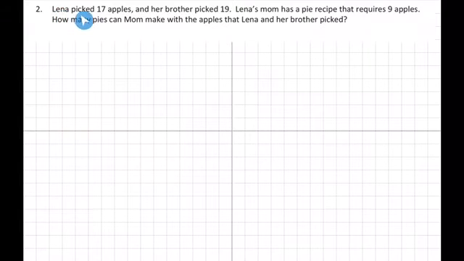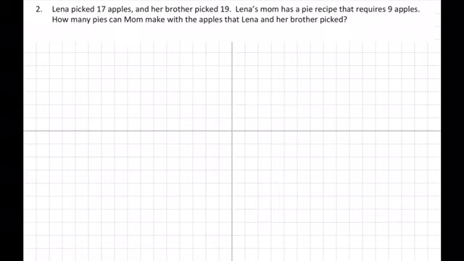Lena picked 17 apples and her brother picked 19. Lena's mom has a pie recipe that requires 9 apples. How many pies can Mom make with the apples that Lena and her brother picked? So I've now read it.